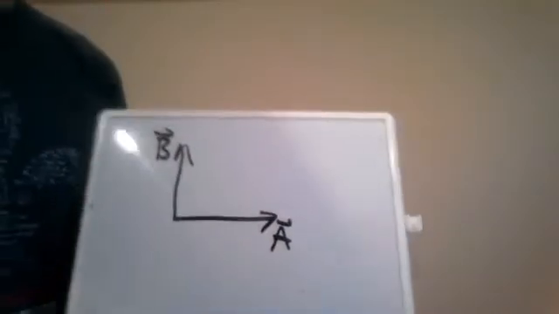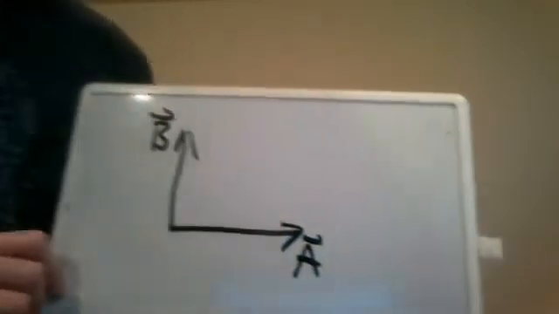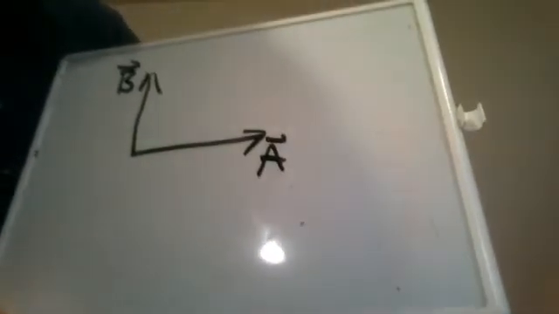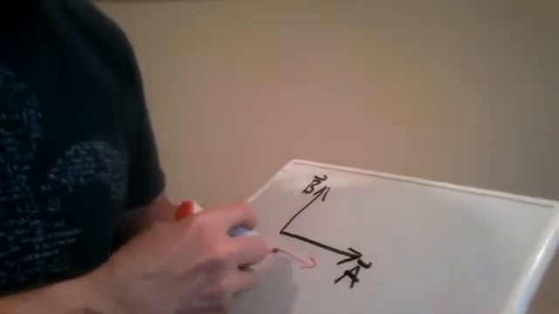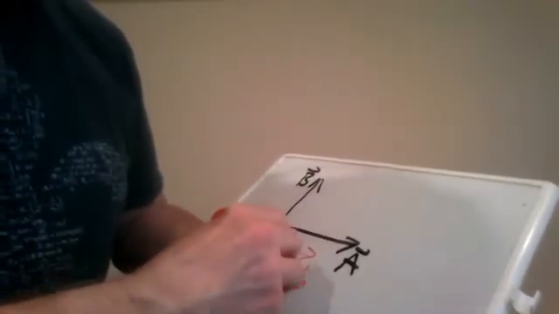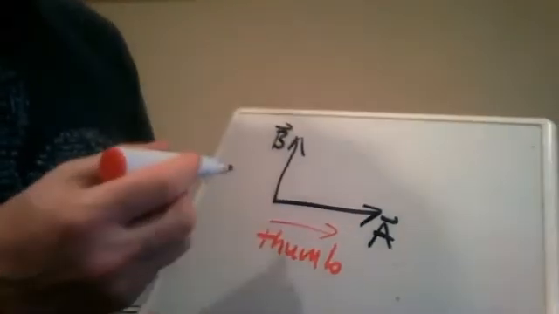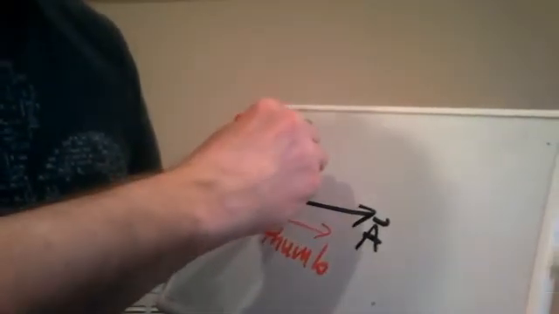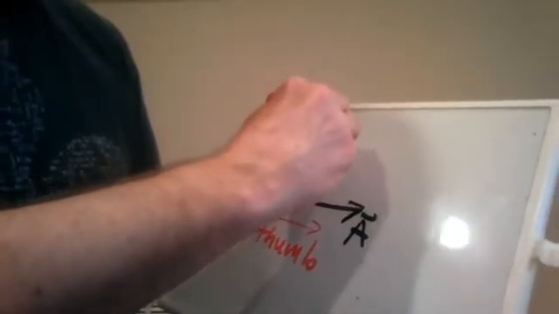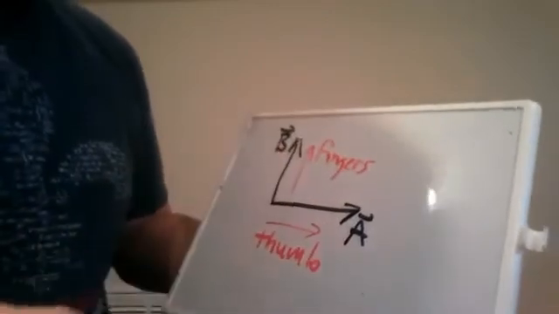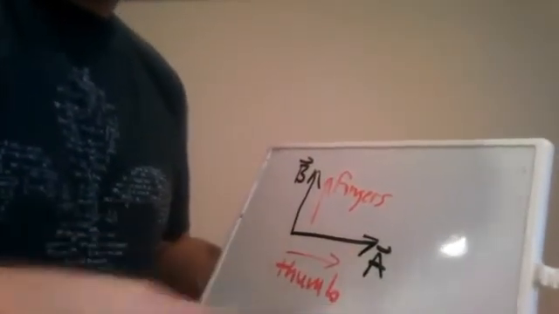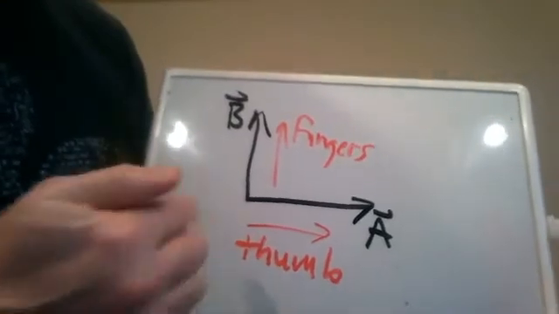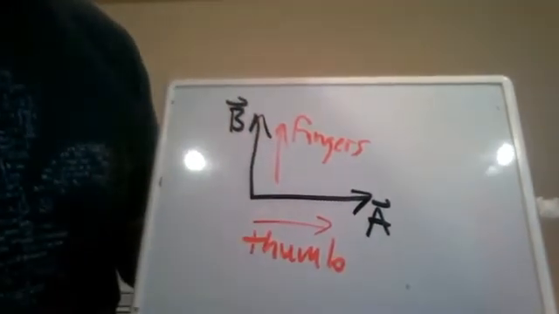So let's just do it in general. Notice I have two vectors here, vector A and vector B. What I'm going to do is start by taking my thumb and pointing it in the direction of vector A. My fingers, I'm going to hold my hand so that my fingers point in the direction of vector B. So if what I'm doing is A cross B, that means A is your first vector, B is your second vector in the cross product.